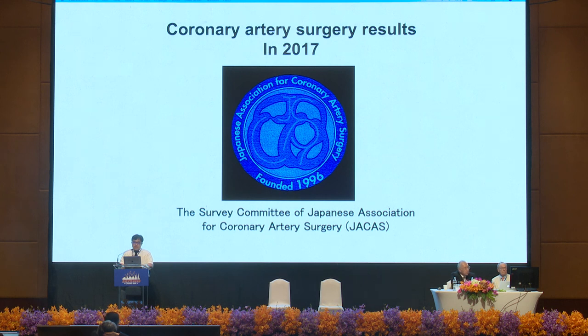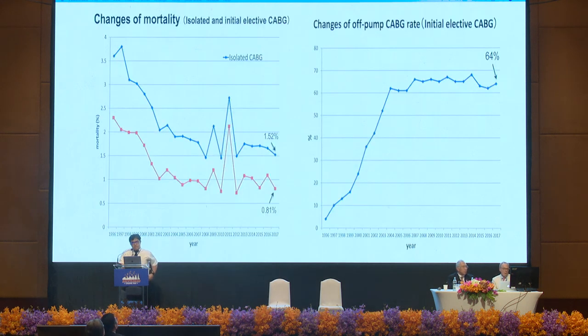And going back to Asian countries, this is the report of coronary artery surgery results in 2017 from the survey of the Committee of the Japanese Association of Coronary Artery Surgery. For me, I think it's a really interesting figure. You can see on the left-hand side, starting from early 2000, the overall crude mortality of CABG in Japan is around, let's say, 3.5%. And this is getting down to around, let's say, 1% in 2004 and 2005, and stable there.